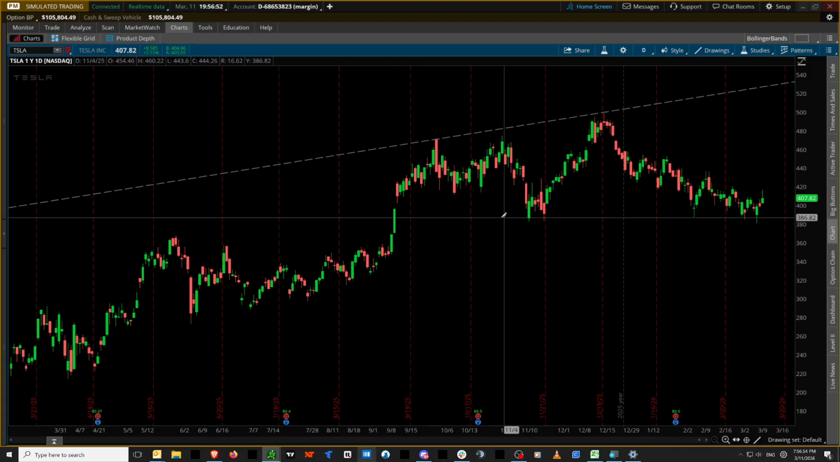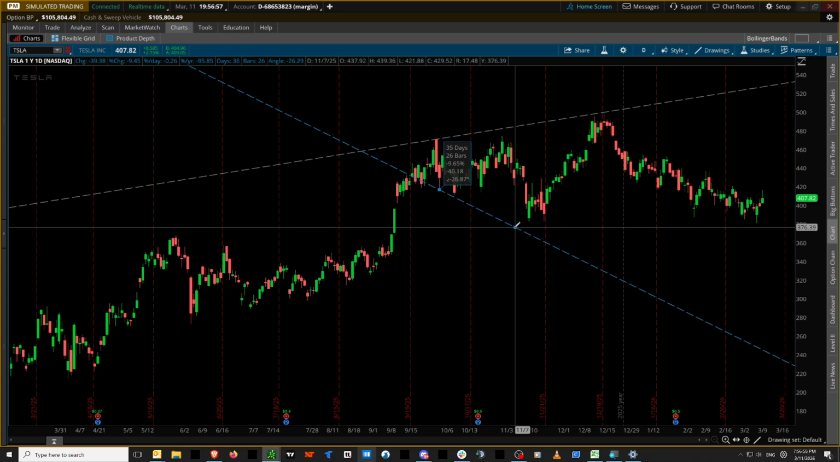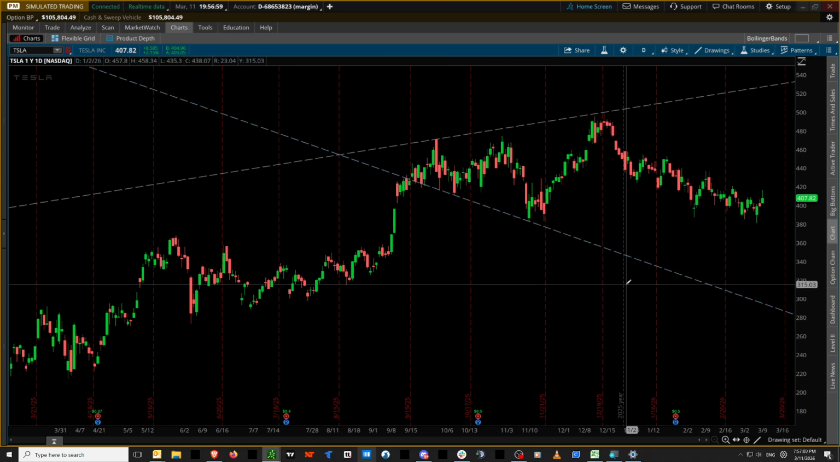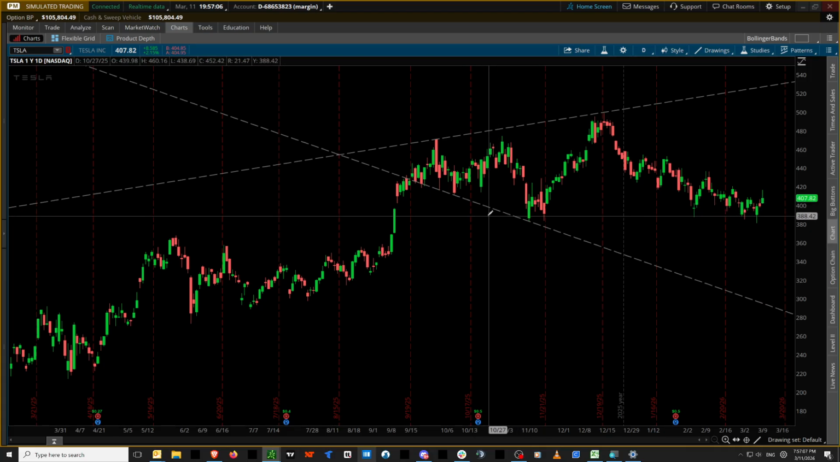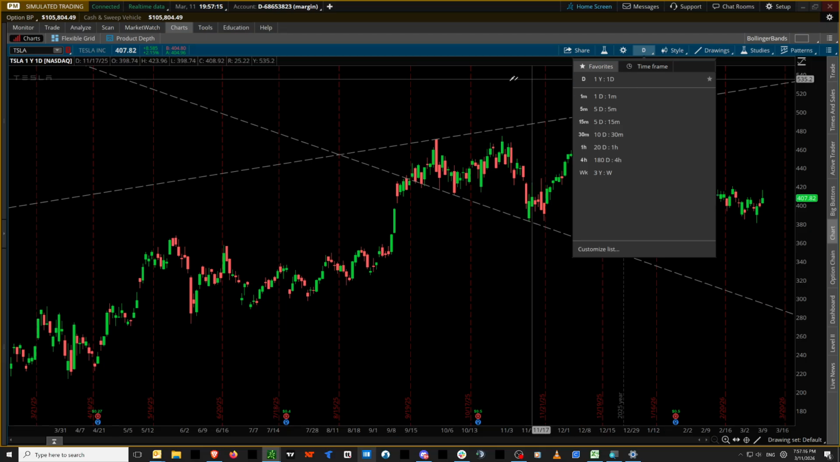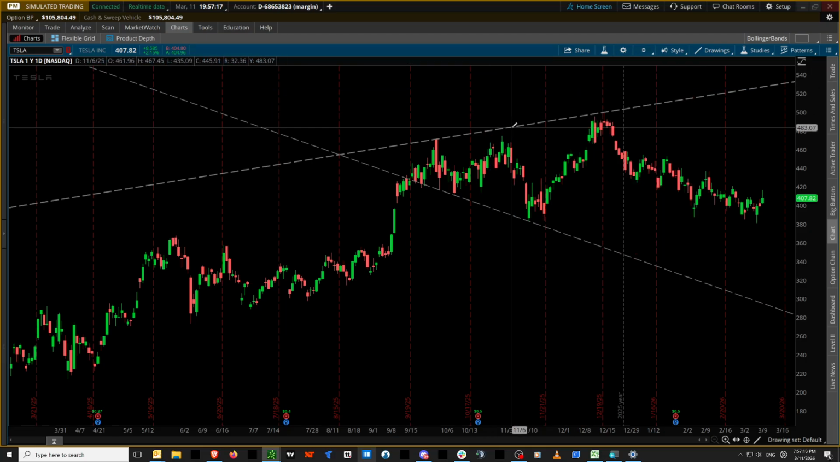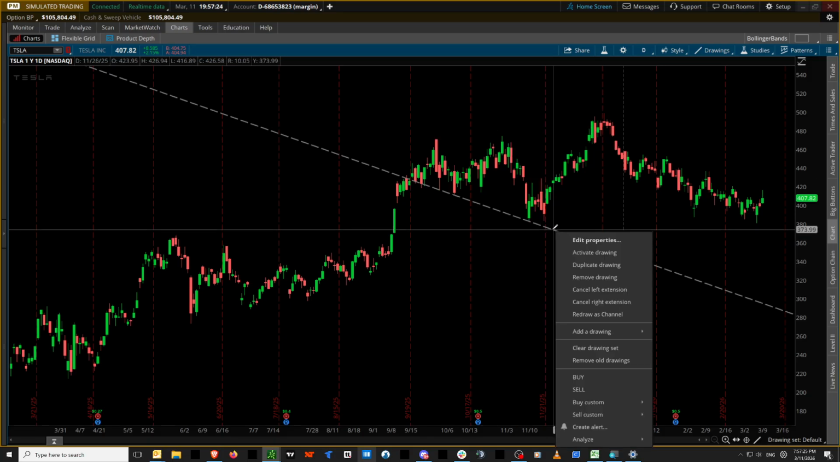Looks a lot like the ES, actually, doesn't it? Can't validate this line very easily. Let's see. Really can't validate this line. Oh, I'm on the daily. No wonder. What am I doing?